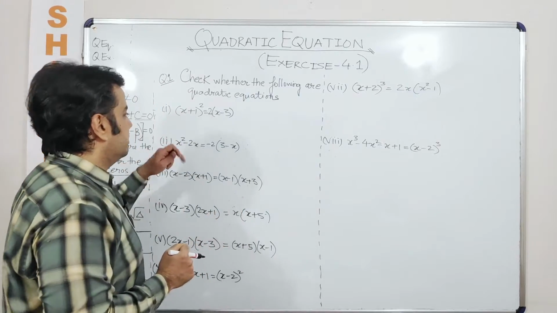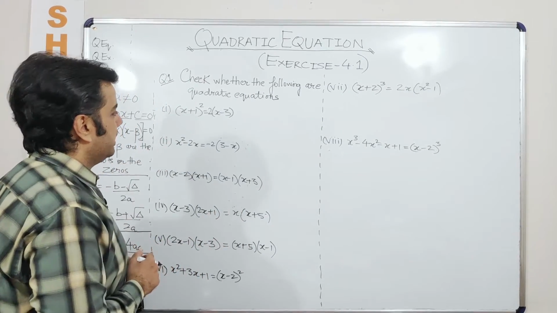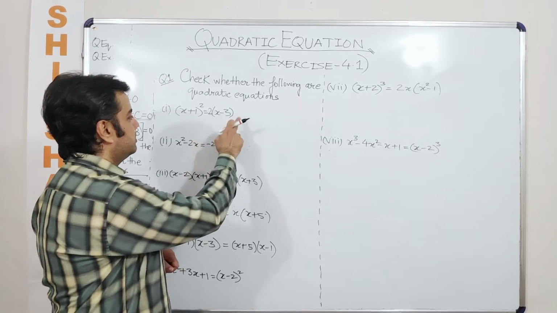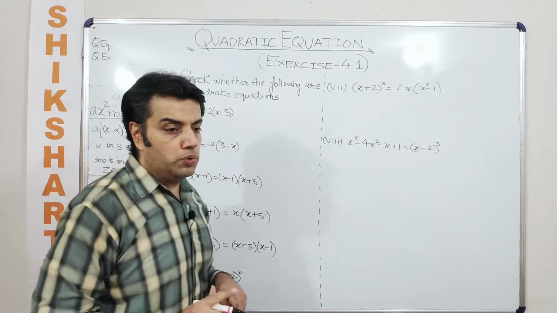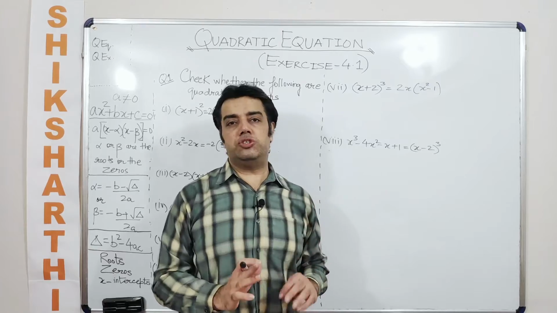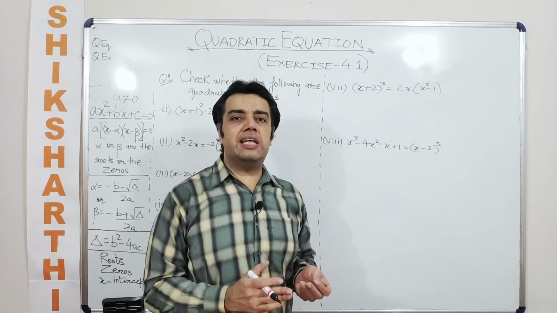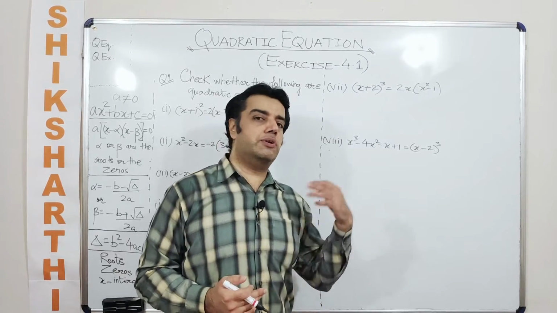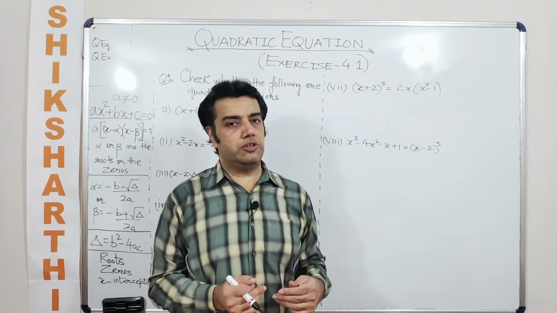So starting off with question number 1, (x plus 1) whole square is equal to 2 times (x minus 3). Now, there are two aspects when you are solving this question. First is, just by inspection can I say yes or no, and then I justify my answer, that whatever I inspected at the very outset, was it correct or not.